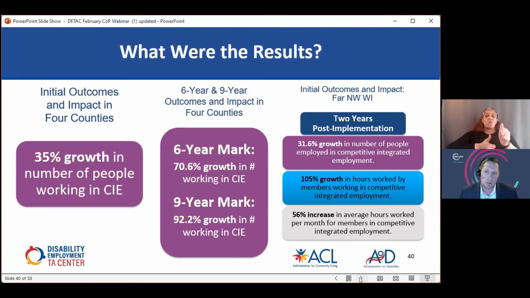In 2 years of post-implementation there, we saw 31.5% growth in the number of individuals employed in competitive integrated employment. And just as importantly, we saw significant growth in the number of hours those individuals were working. We saw 105% growth in total hours worked by members working in CIE, and a 56% increase in the average hours worked per month for members in competitive integrated employment.